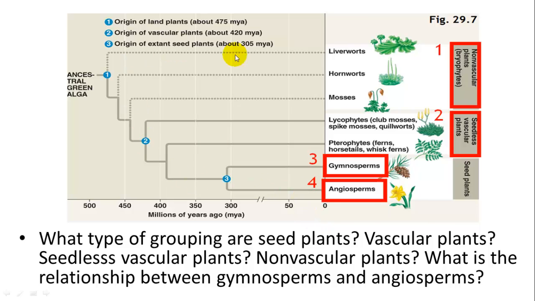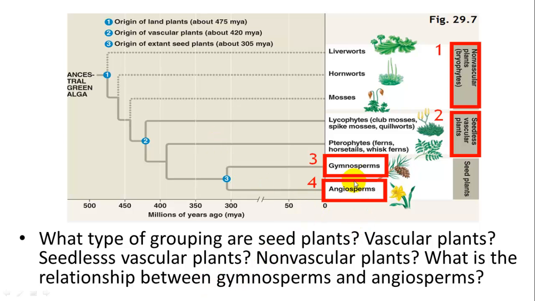And here then is our phylogeny of our plants. You have seed plants. This represents a monophyletic grouping, right? Vascular plants is another monophyletic grouping. And non-vascular plants, however, is a paraphyletic grouping, right? Or you could even say polyphyletic, depending on where you kind of draw this line.